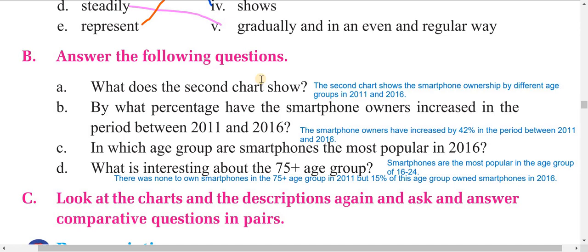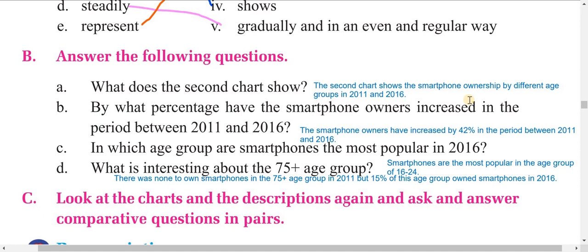Now dear students, I have answers for you. I have written answers to help you. See, what does the second chart show? The second chart shows the smartphone ownership by different age groups in 2011 and 2016. You can write: the second chart shows the smartphone ownership by different age groups between 2011 and 2016.